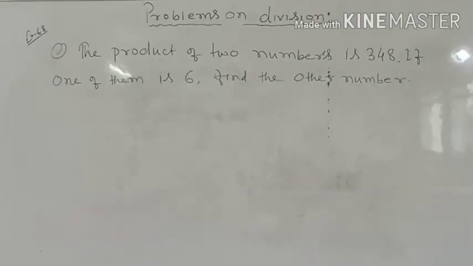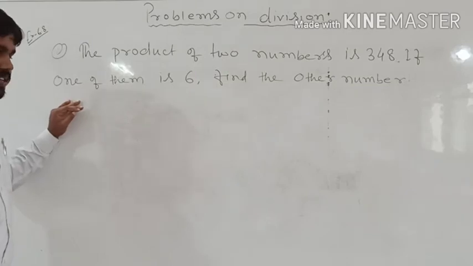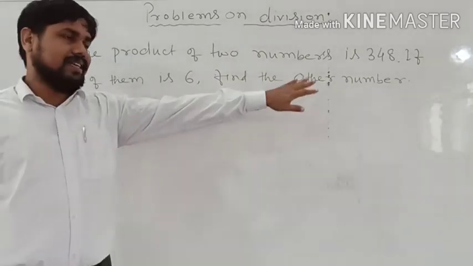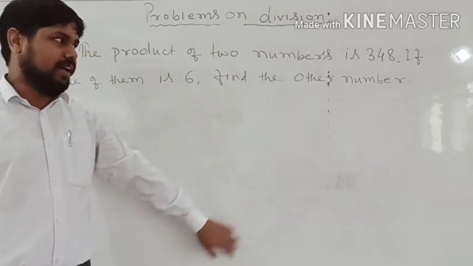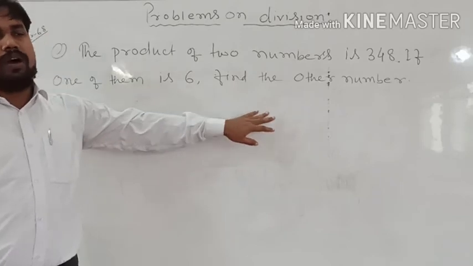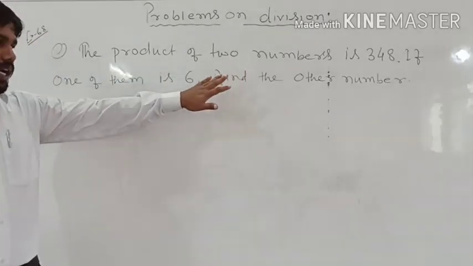Here is a very interesting question, this type of question. Maximum बहुत important होता है इस तरह का क्वेश्चन और पूछा जाता है एग्जाम में. So the product of two numbers is given, and if one of them is given, find the other number. So two numbers are there, the product is given and one number is given.